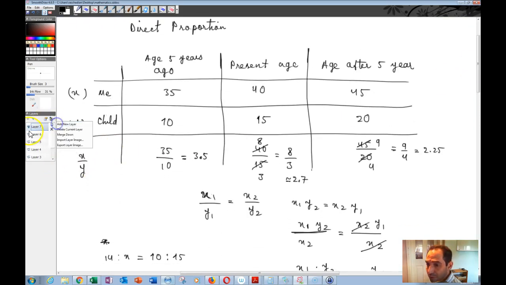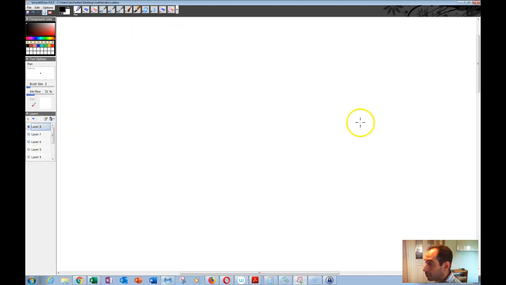But before I do that, I'll take a few minutes' rest and I'll tell you a little bit about inverse proportion as well. Okay, so now about inverse proportion, a good example that we can have is, let's take the example of speed versus time taken.